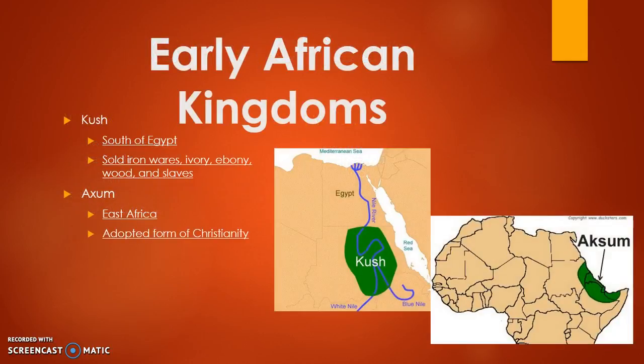So we'll talk about the early African kingdoms, starting with the Kush kingdom, which originated south of Egypt. And of course, near the Nile River, there's a lot of natural resources. So this kingdom became wealthy from selling ironwares, ivory, ebony, wood, and slaves to other nearby civilizations. Axum, which is located near the Horn of Africa in the east, is another powerful kingdom that arises during the Middle Ages, and they are known for adopting a form of Christianity in this area.